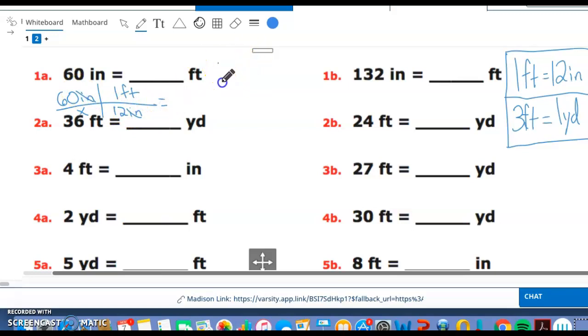Keep in mind that if the 1 is at the bottom, then you're going to multiply. If the 1 is at the top, then you're going to divide. So if the 1 is at the bottom, multiply. The 1 is at the top, divide. The 1 is at the top, so you're going to divide 60 by 12. And that's going to be 5 feet.